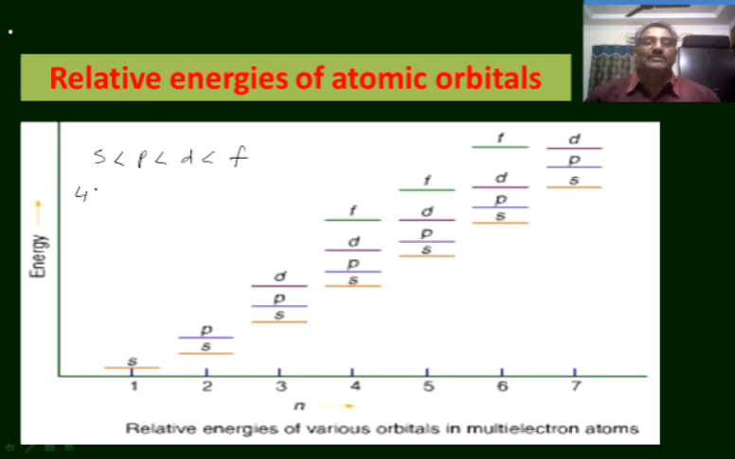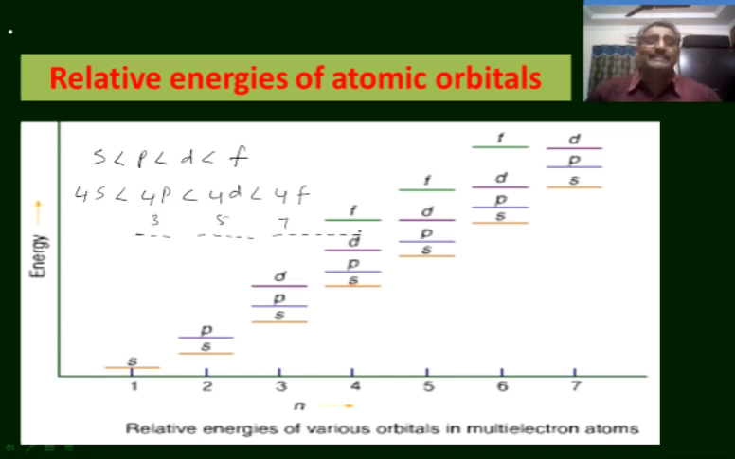In the case of the fourth main energy level, the energy order is in this way: 4s < 4p, 4p < 4d, 4d < 4f. But there are 3 p orbitals, 5 d orbitals, and 7 f orbitals. All the 3 p orbitals possess the same amount of energy. All the 5 d orbitals possess the same amount of energy, and all the 7 f orbitals possess the same amount of energy.